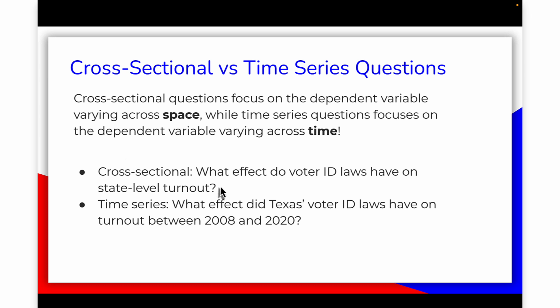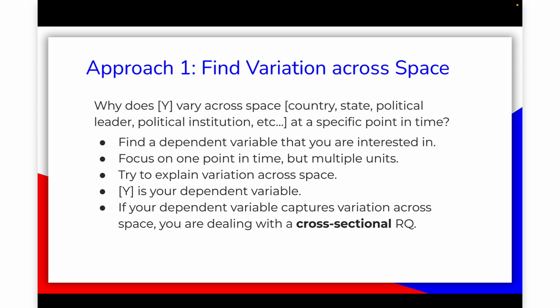So the example here, cross-sectional: what effect do voter ID laws have on state level turnout? That's looking at all 50 states at one point in time, okay? By contrast, a time series version of a really similar question is, what effect did Texas's voter ID laws have on turnout between 2008 and 2020? That's looking at one state, Texas, not all 50, and it's looking across 12 years, from 2008 to 2020.